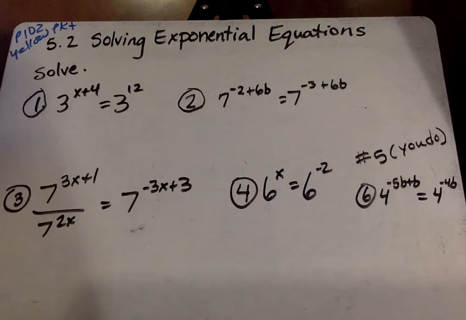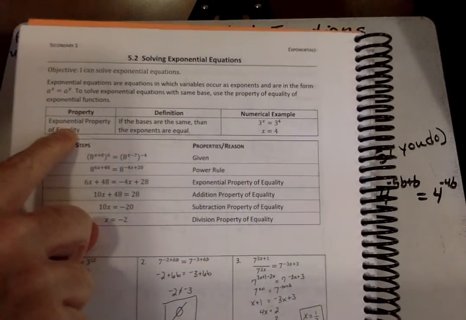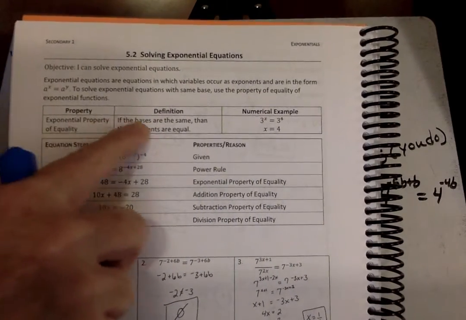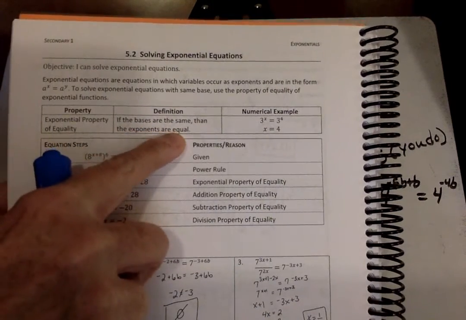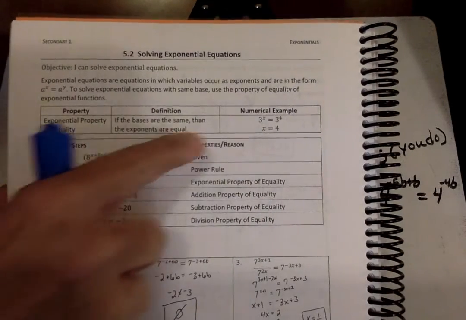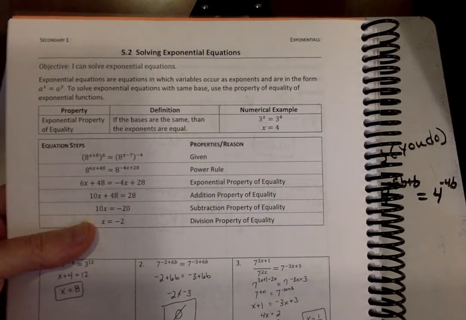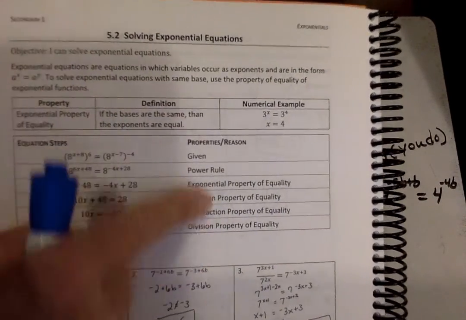Exponential equations are equations in which variables occur as exponents and are in the form a to the x equals a to the y. To solve exponential equations with the same base, use the property of equality of exponential functions. So I'll be using the exponential property of equality: if the bases are the same, then the exponents are equal. If you have 3 to the x equals 3 to the fourth power, we can remove the bases and just say x equals 4.